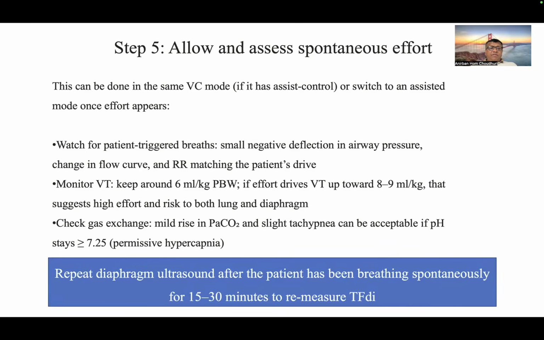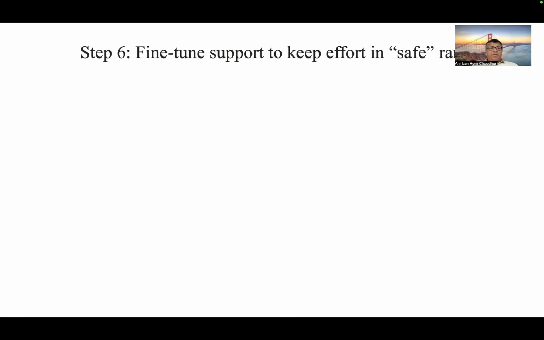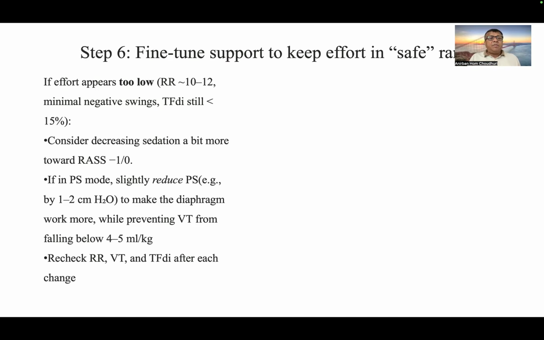So repeat this diaphragm ultrasound after the patient has been breathing spontaneously for 15 to 30 minutes to remeasure the fractional thickening at inspiration. In step 6, fine-tune the support to keep it in a safe zone. This is the most difficult step because sometimes the effort may appear too low. That is, the respiratory rate is between 10 to 12 with minimal negative swings, and the fractional thickening is still less than 15%.